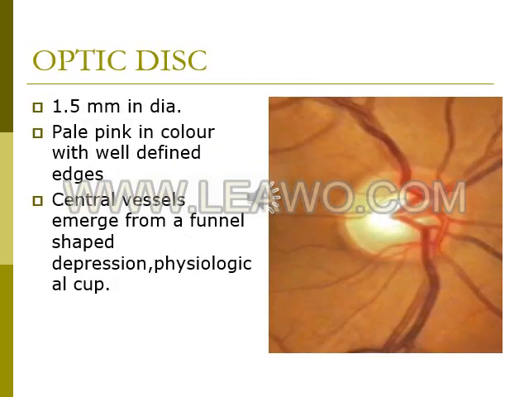The optic disc is 1.5 mm in diameter, pale pink in color with well-defined margins. The central vessels emerge from a funnel-shaped depression which is the physiological cup.